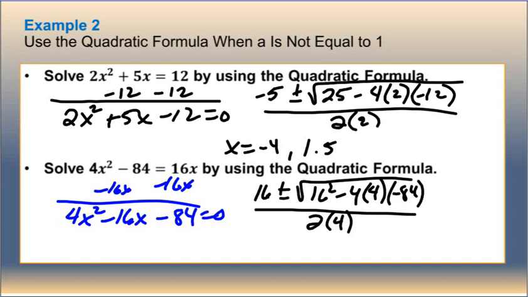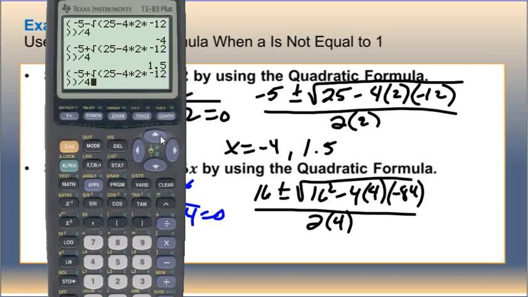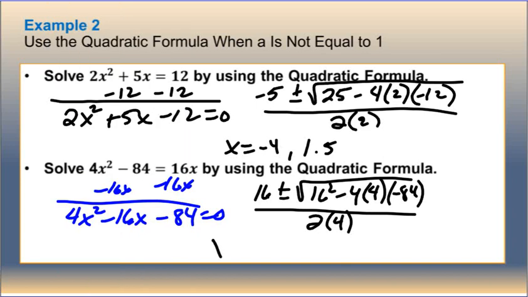Now grab our calculator, hit second, enter, and change numbers up here. So this would be 16 plus 16 squared minus 4 times 4 times negative 84, end parentheses, and divide that by 8, and we get an answer of 7. So x equals 7 is one of my solutions.